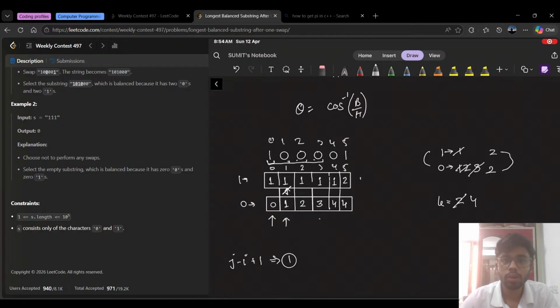So there is also a simple case: if s dot size modulo 2 equals to 1, I just have to return false, you know, because odd size can't have equal number. Okay, what I'm thinking, I have to find the substring, not the whole string.